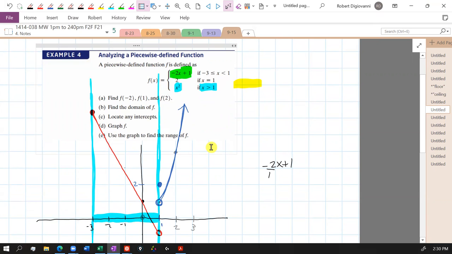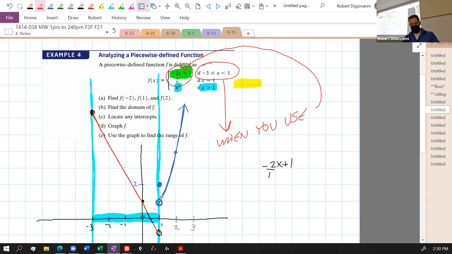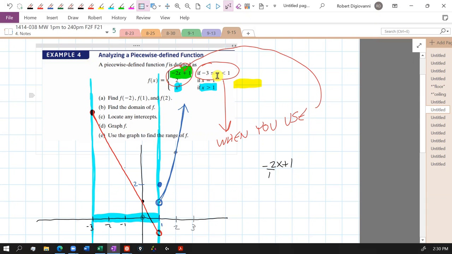So it's going to be anywhere from negative 3 to 1, and we're going to include X, whatever X is. And no, X should be between. Okay, so what this part, let me circle it in red, is letting you know when you use that function, if you try to plug in a value of X, and that value of X happens to be between those two numbers, then you're going to plug it into this function.